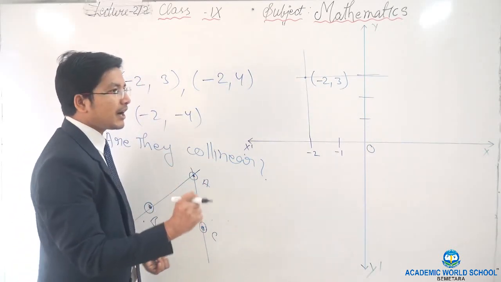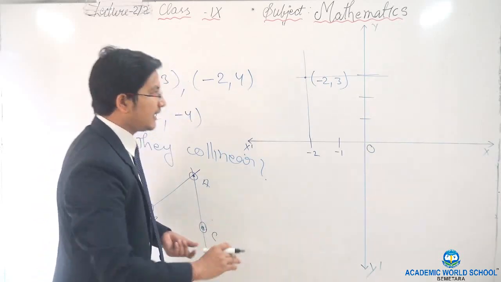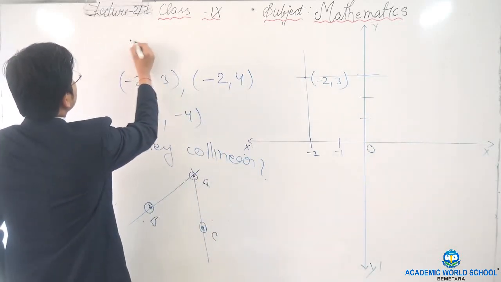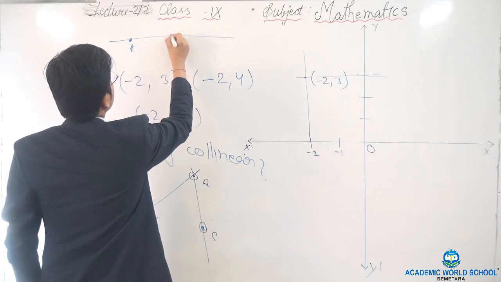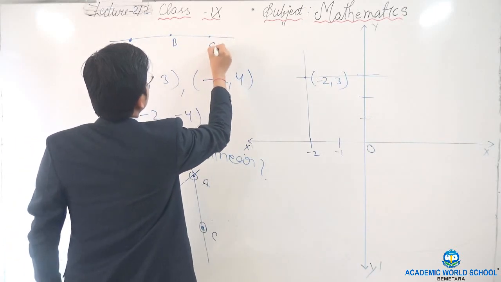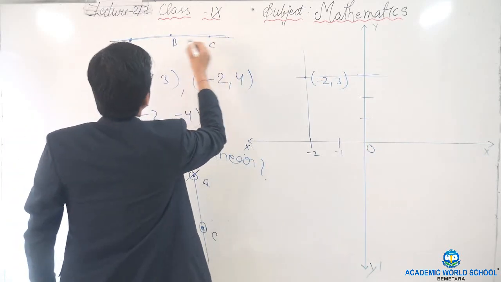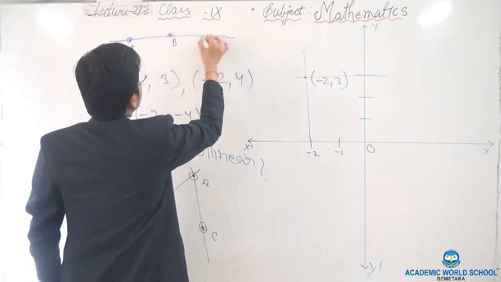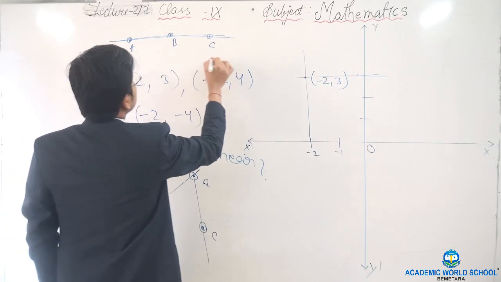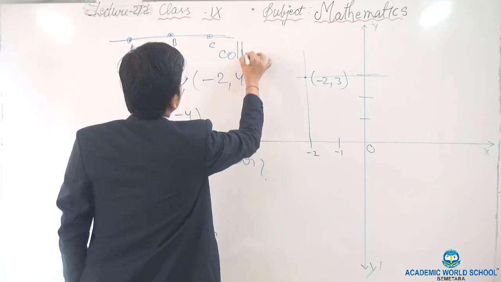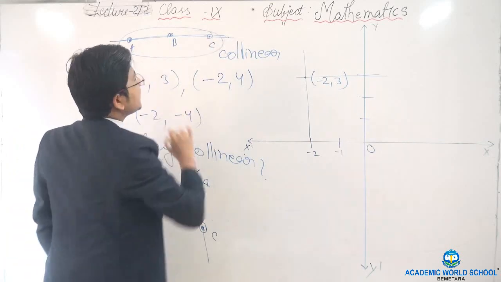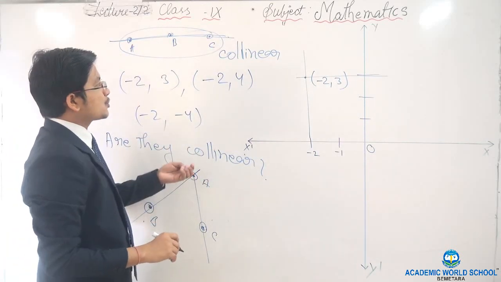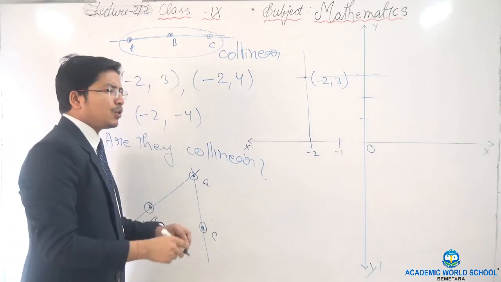So what is collinear? If the 3 points are lying on the same line. Let's say this is a line, and point A is here, point B is here, and point C is here. It means these 3 points are lying on the same line, so they are said to be collinear. These points are collinear points.